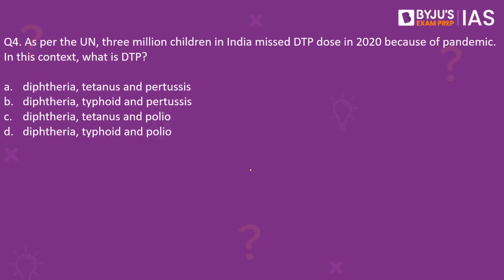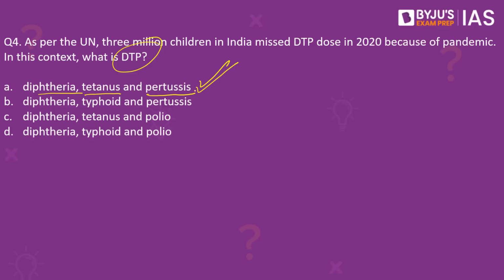In this context, what is DTP? Is it diphtheria, tetanus, pertussis? Is it diphtheria, typhoid and pertussis? Diphtheria, tetanus and polio? Or diphtheria, typhoid and polio? The correct answer here would be A. When we say DTP, we usually mean diphtheria, tetanus and pertussis.